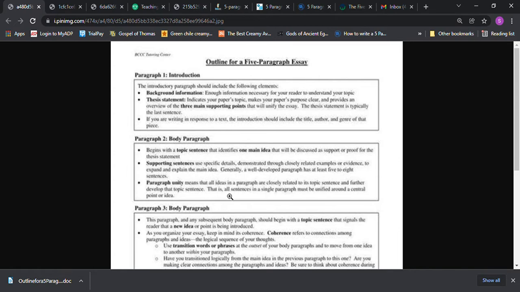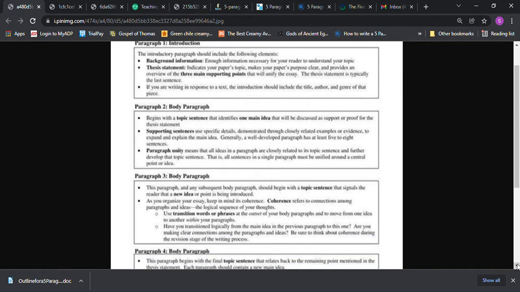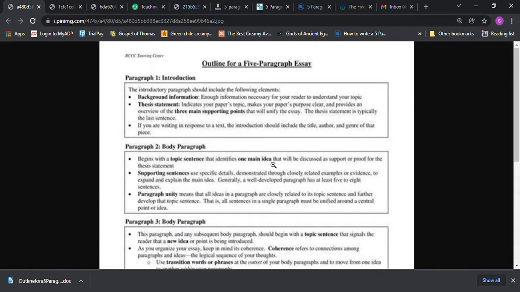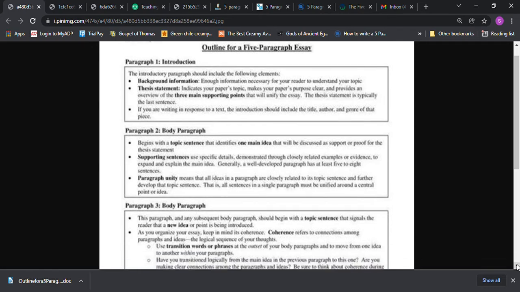All sentences in a single paragraph must be unified around a central point or idea, and you want it to be around the point or idea of that first sentence in that paragraph. Paragraph 3 says this paragraph and any subsequent body paragraphs should begin with a topic sentence that signals the reader that a new idea or point is being introduced.